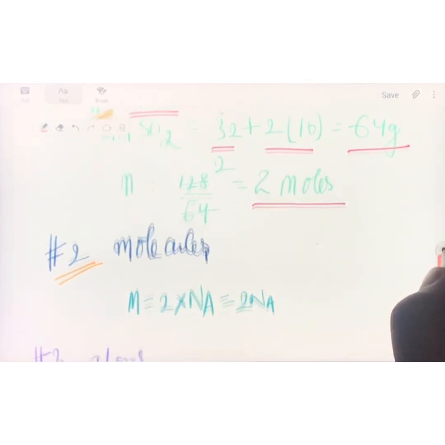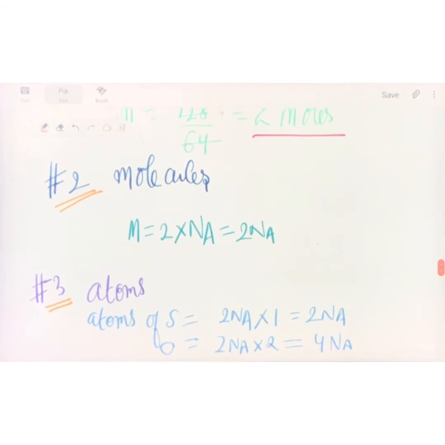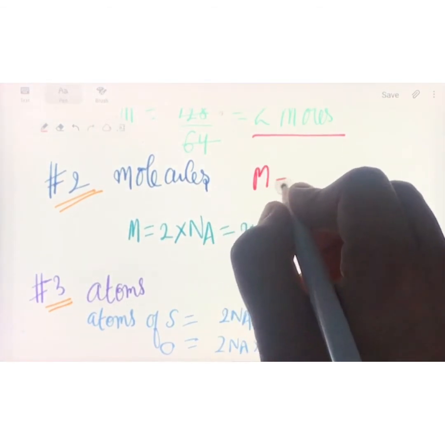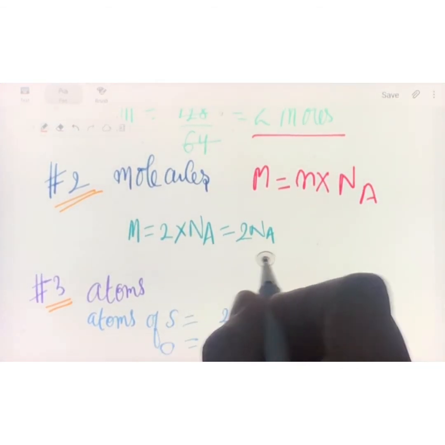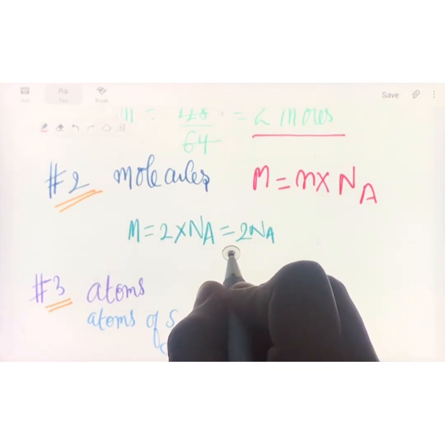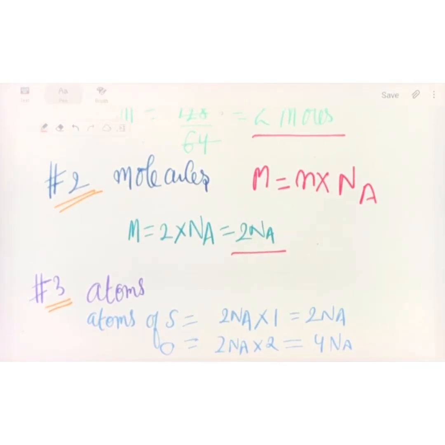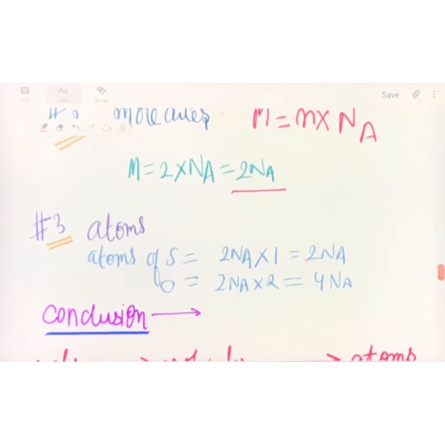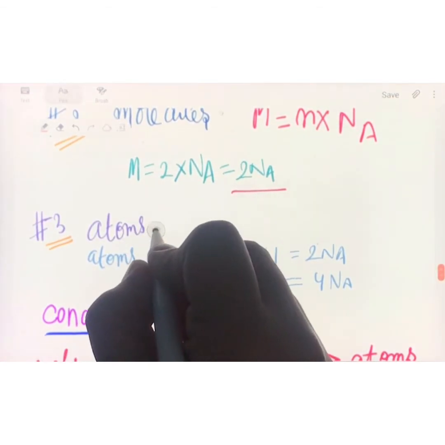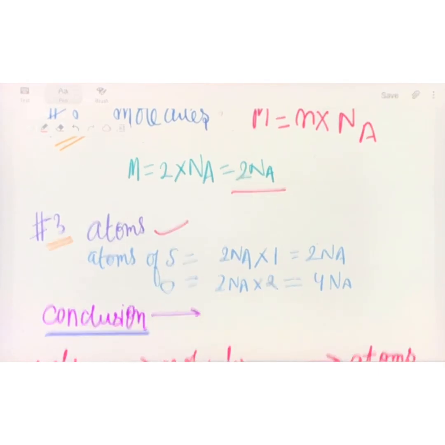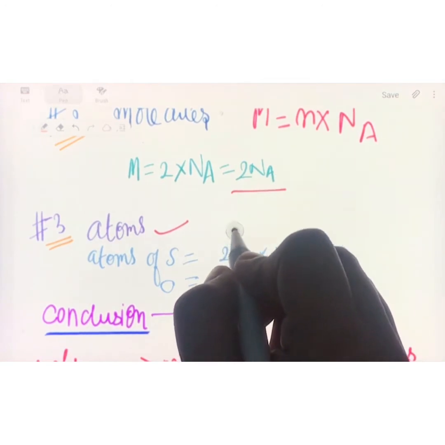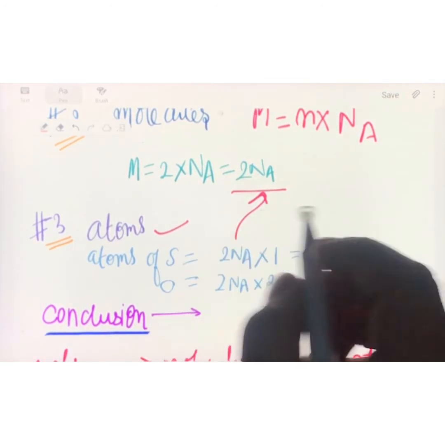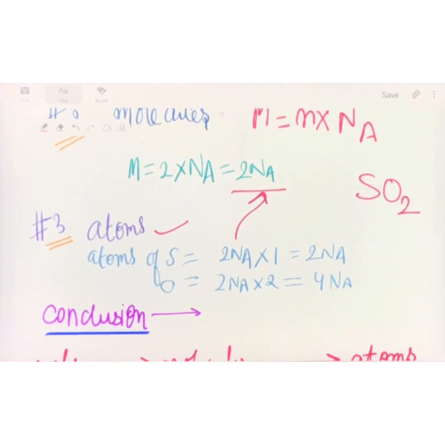Second, we'll calculate the molecules. The formula is molecules is equal to moles into the Avogadro's number. We are making it easy. We did not use the value of Avogadro's number, we just simply wrote Na, the notation for Avogadro's number. Now the third step comes. What is asked? That is the number of atoms. Atoms of sulfur will be 2 into Avogadro's number, that is the number of molecules, and 1, that was the atomicity of sulfur in the SO2 formula.